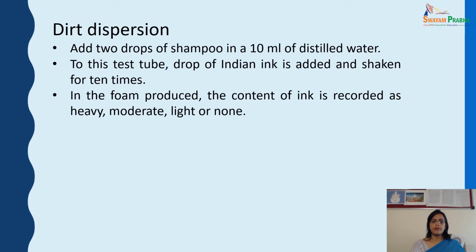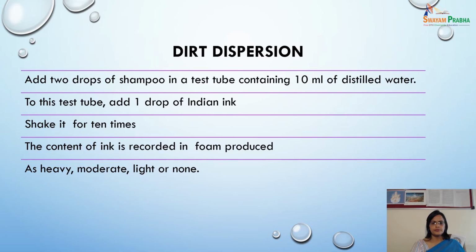Next is dirt dispersion. Add 2 drops of shampoo to 10 ml of distilled water in a test tube. Then 1 drop of Indian ink is added and it is shaken 10 times. In the foam which is produced, the content of ink is recorded as heavy, moderate, light or none. So this is about dirt dispersion, the detailed procedure we already discussed.